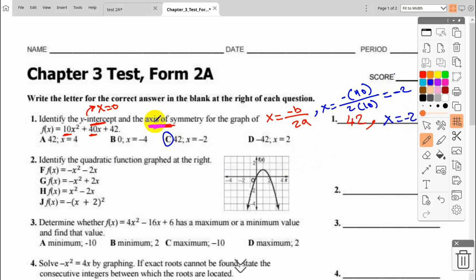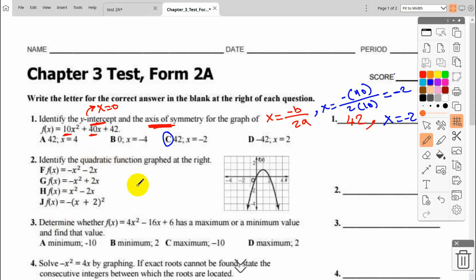Question 2. Identify the quadratic function graphed at the right. This is going downward, so I expect the coefficient of x squared to be negative. So this coefficient is negative, this coefficient is negative, this coefficient is negative, so I'll exclude letter H. Now our choices are F, G and J.